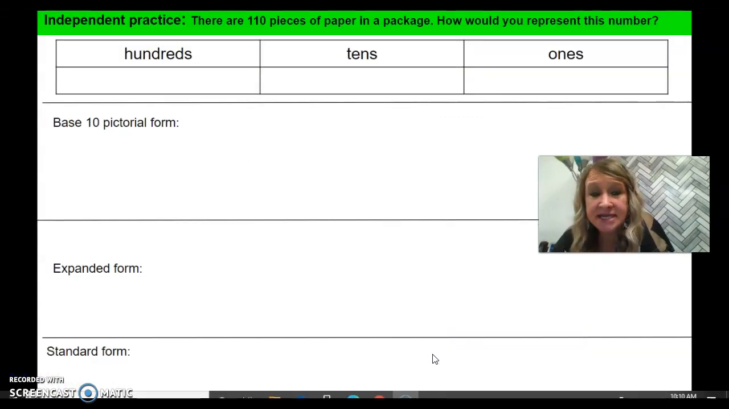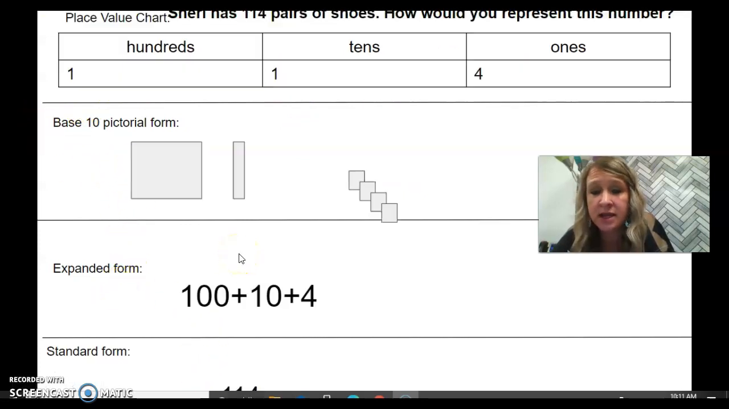For your independent practice today, there are 2 pages with numbers for you to show in different forms. The first one says there are 110 pieces of paper in a package. How would you represent this number? Well, if you aren't sure what the place value, the pictorial form, the expanded form, or the standard form shows, then you can go back to the example you helped me with, and it will show you this is the pictorial form, this is the expanded form, this is the standard form, and the place value chart.